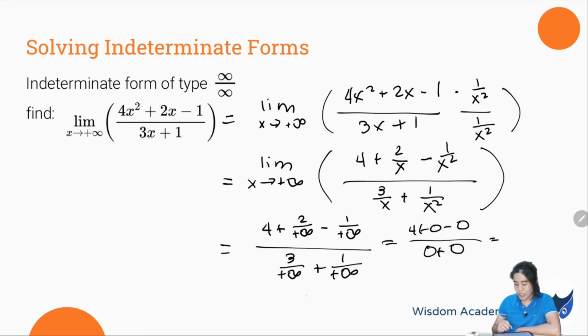So, ganun yung gagawin natin. And since alam natin na ito ay positive over positive, so positive tong 0 na to. And ito, positive over positive din. So, positive din tong 0 na to. So, alam natin na 4 over positive 0 yung naging result natin, which will result to positive infinity. So, ang sagot dito is positive infinity.